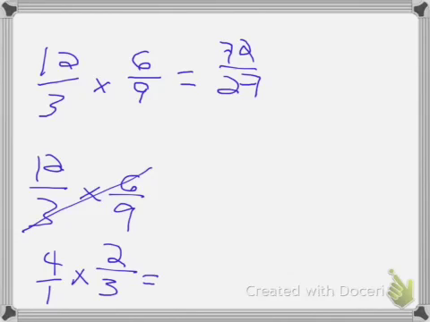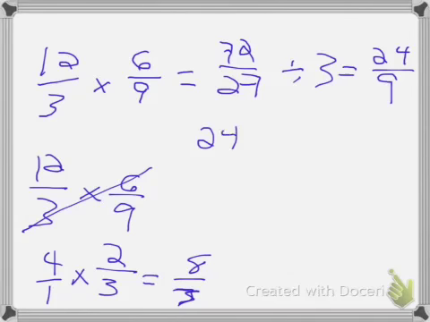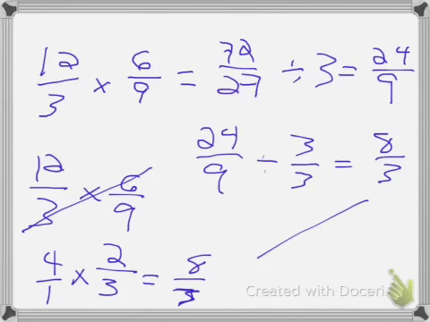And it would be 8 over 3, and you can see the answer is right, because if you divide 72 by 3, it equals 24 over 9, and 24 over 9. Simplify it, divide it by 3 again, and it would be 8 over 3. And that's the same answer, as you can see. And that is how you divide mixed numbers.